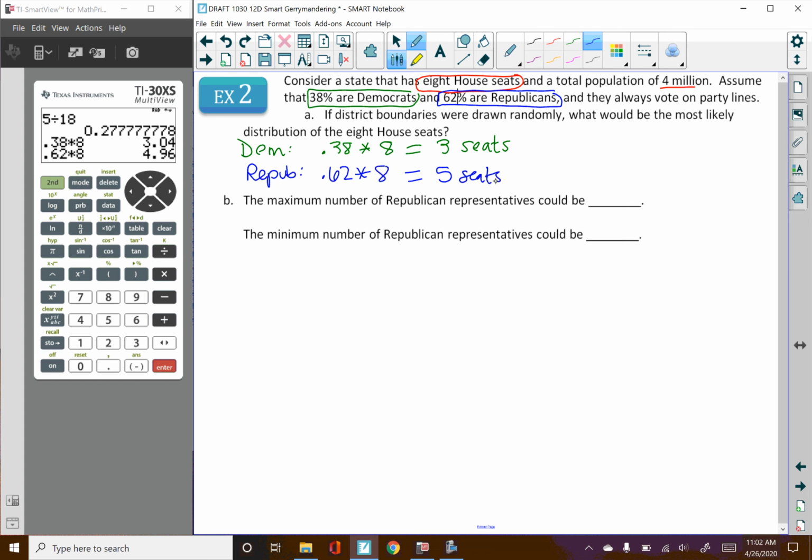So our next part is we need to figure out the maximum number of Republican representatives and the minimum number of Republican representatives. So this is kind of a tricky process. It basically has 3 steps to it. So I'm going to write out the steps and we'll calculate it. So the first thing we need to do is figure out how many voters in each district.